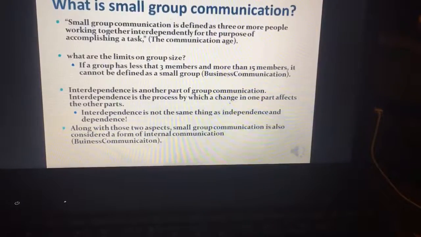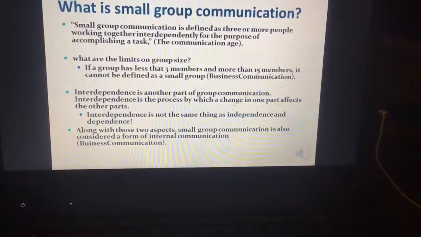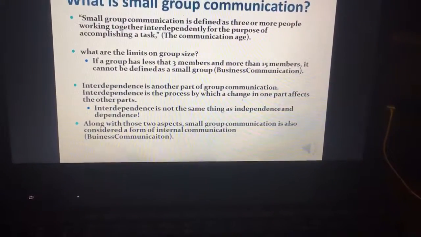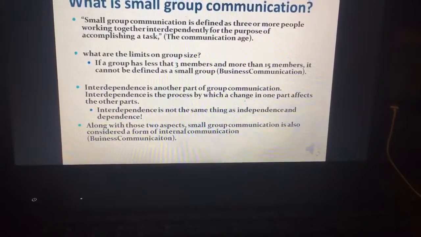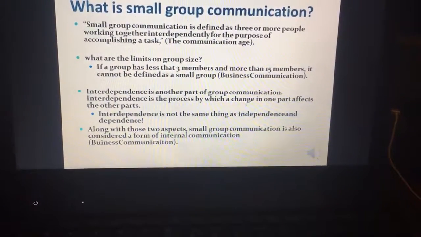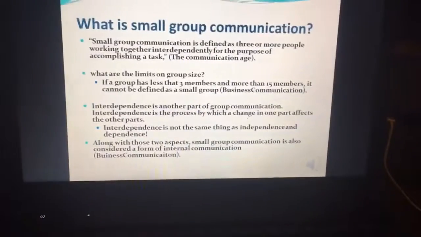Interdependence is another part of group communication. Interdependence is the process by which a change in one part affects all the other parts. Interdependence is not the same thing as independence, so try not to get the 2 confused. Along with those 2 aspects, small group communication is also considered a form of internal communication.